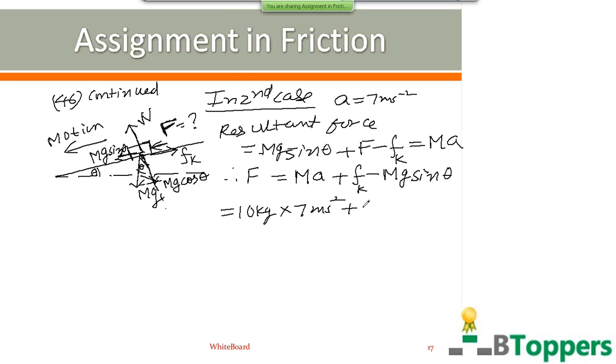The magnitude of kinetic friction of the block in the second case is the same as the magnitude of kinetic friction in the first case. In the previous case, the magnitude of kinetic friction is equal to 20 newtons. So again, it will be 20 newtons. Mass of the block is 10 kg. g is 9.8 meter per second square. Sin theta equals sin 30 degrees.